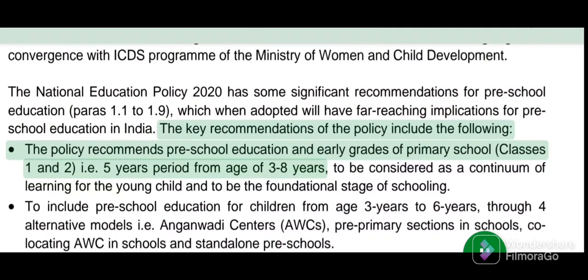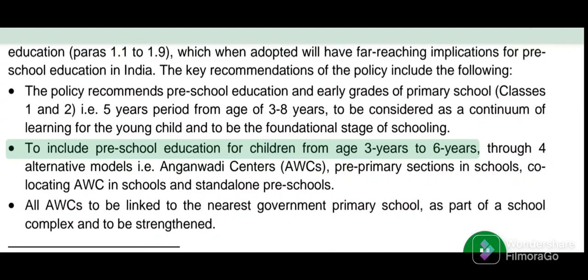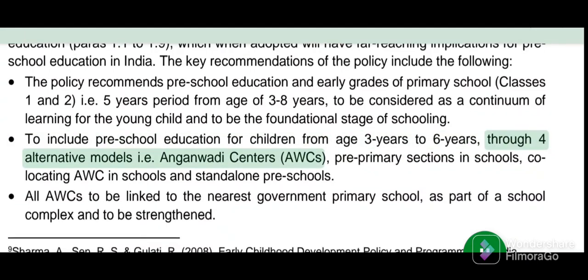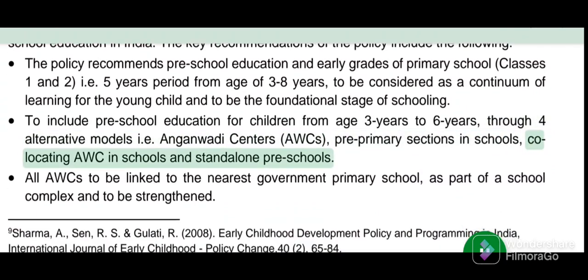The key recommendations of the policy include the following. The policy recommends preschool education and early grades of primary school, classes 1 and 2, i.e. 5 years period from age of 3 to 8 years, to be considered as a continuum of learning for the young child and to be the foundational stage of schooling. To include preschool education for children from age 3 years to 6 years, through 4 alternative models, i.e. Anganwadi centers, AWCs, pre-primary sections in schools, collocating AWC in schools and standalone preschools.